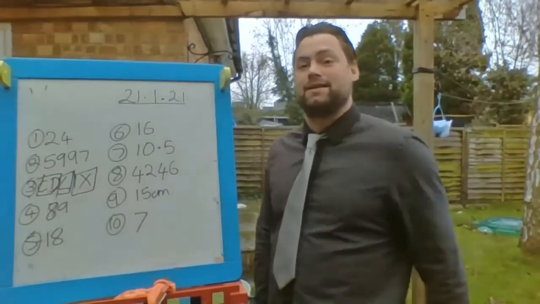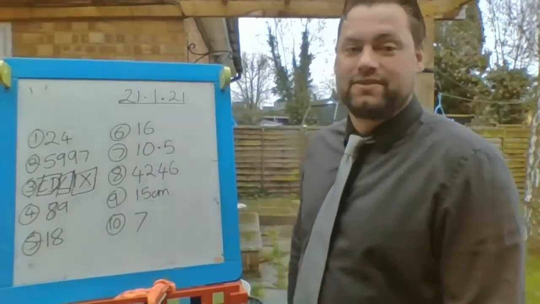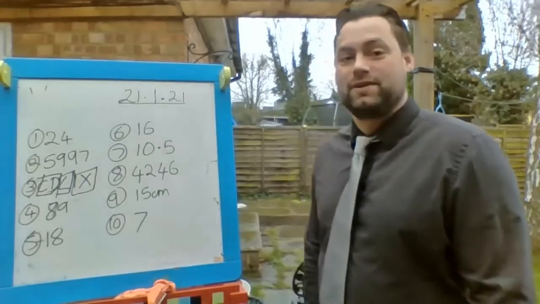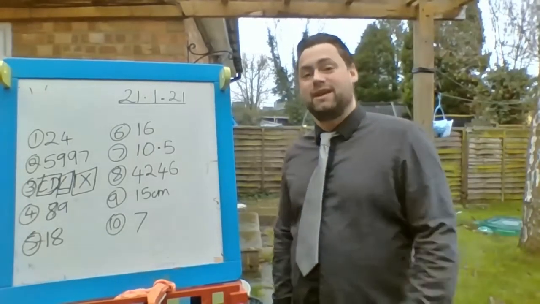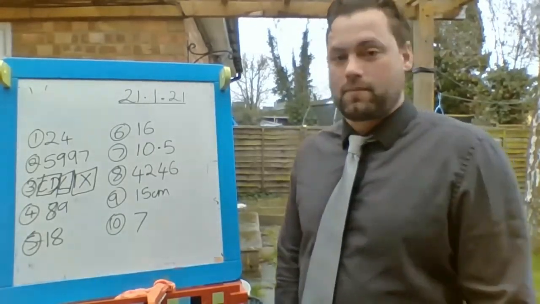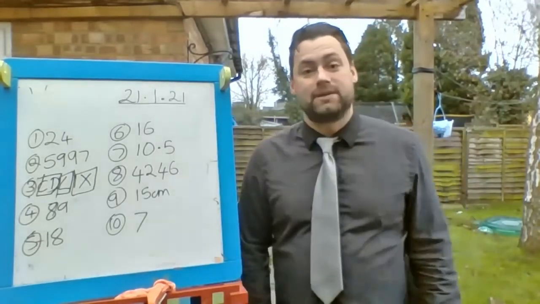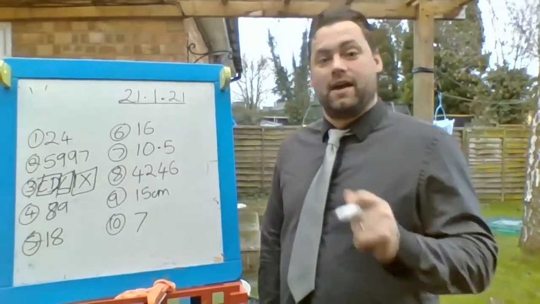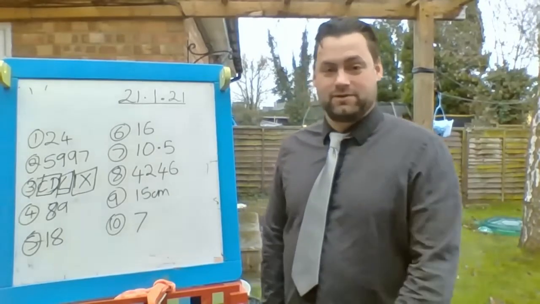The sequence was going back in threes. Question 5 is 18. Question 6 is 16. Question 7 is 10.5 or 10 and a half. We haven't really looked at decimals yet, but well done if you got that one correct. For question 8, the answer is 4,246.